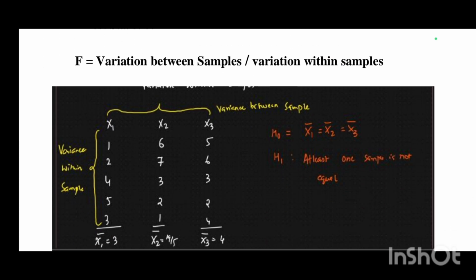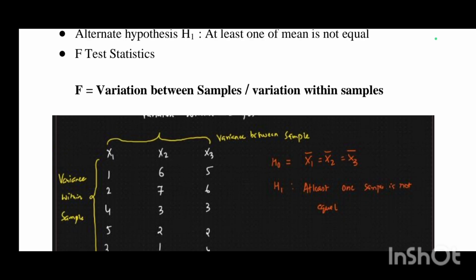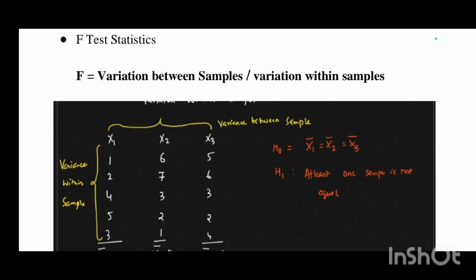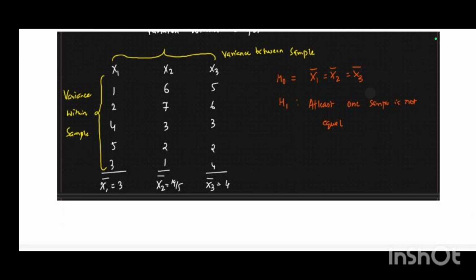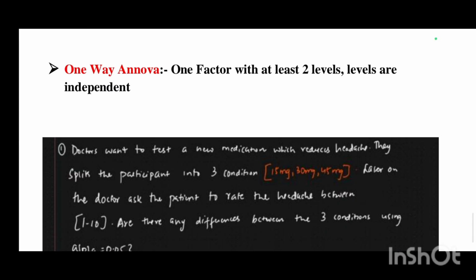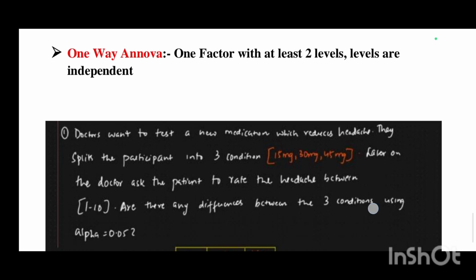So this column-wise is called the within variance. The variance between you can see as row-wise. So mu naught is equal to x1 bar, x2 bar, x3 bar. Here three levels are considered. By seeing this, you take the average for x1 bar, the average for x2 bar, and for x3 it is denoted by x3 bar. So H0 and H1, after preparing the ANOVA one-way classification: one factor with at least two levels that are independent.